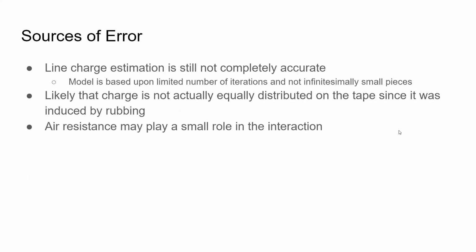Going into sources of error, the line charge estimation is still not completely accurate because there were 100 iterations. It was a limited number and not infinitely small pieces, which is where you would see that in calculus. Also, in the actual experiment, it's likely that charge is not equally distributed on the tape since it was induced by a rubbing action, which could have not been done equally along the length of the tape. Air resistance may play a small role in the interaction, but it was in a closed environment, so that wasn't as big of a factor.